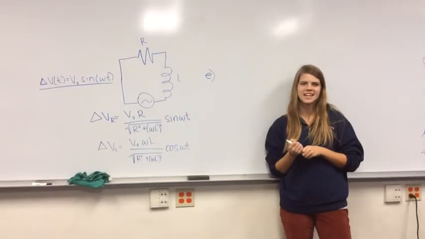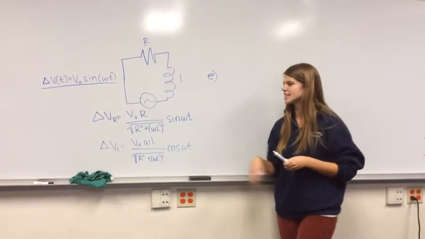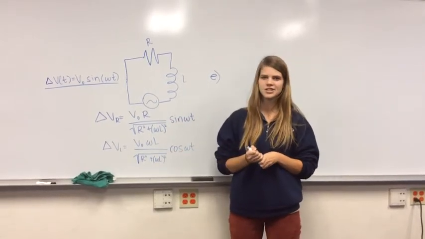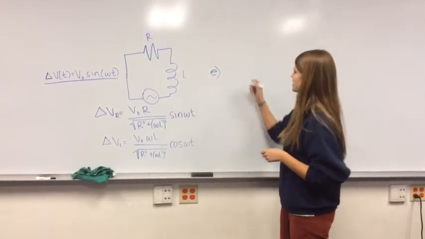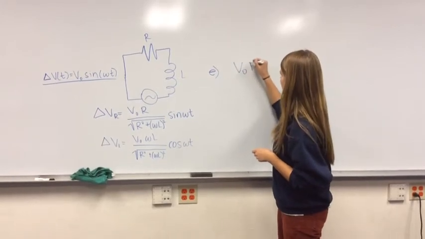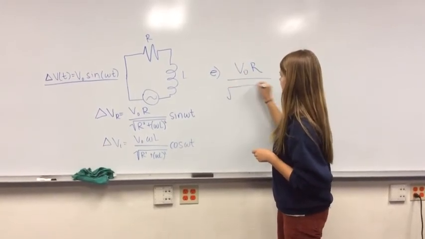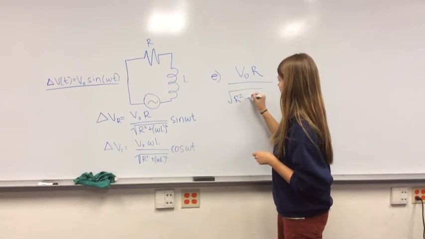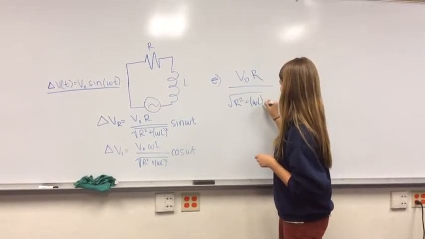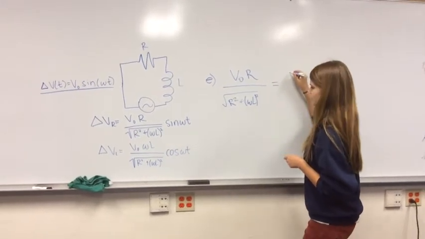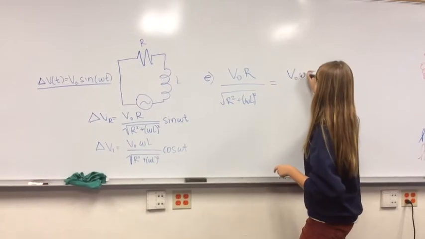Okay, so to find when the angular frequencies are equal, we can just take the amplitudes from these two equations and set them equal to each other. So when you write that out, set that equal to this amplitude over here.